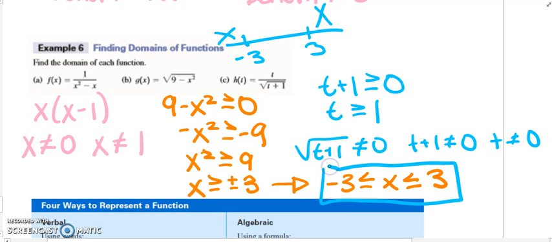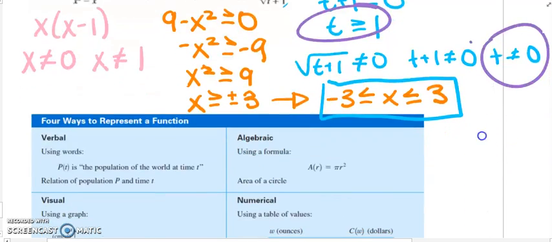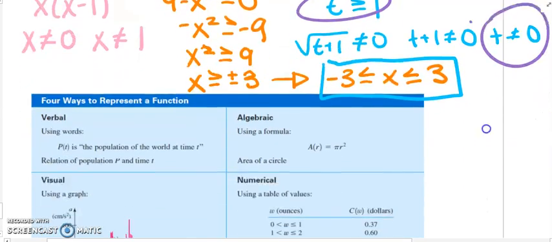Some of you remember the other way to do that as well. And then this has both. My even radical has to be greater than or equal to 0, but my whole denominator has to be not equal to 0. So here I have several different answer options, or 2 different. And then, so we're done. That was a quick review.